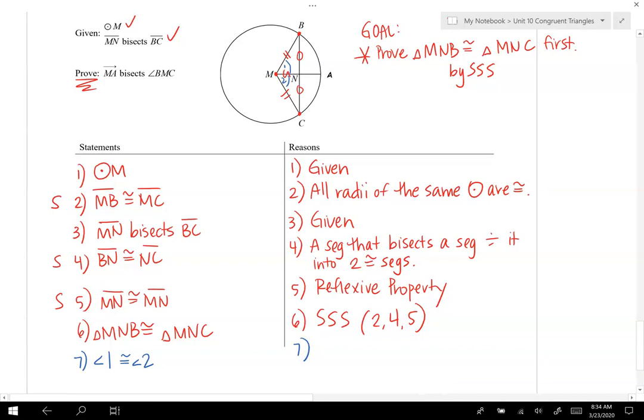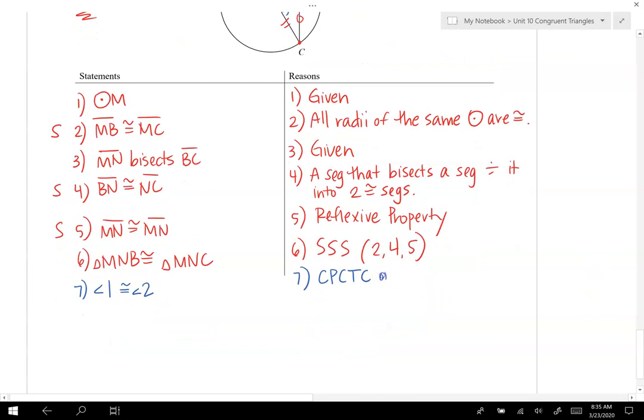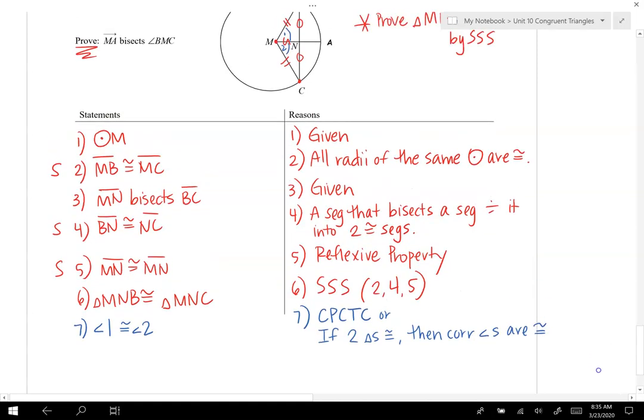Well, remember, our new thing for today: if you've already shown the triangles are congruent, then you can say any set of other corresponding angles or sides that you haven't shown yet are also congruent. And so angle 1 and angle 2 in that picture are a set of corresponding angles to those triangles. So you can say for your answer here, your reason, CPCTC. Or if you don't like that, you can say if two triangles are congruent, then the corresponding angles are congruent. Okay? And then we can finish it off.